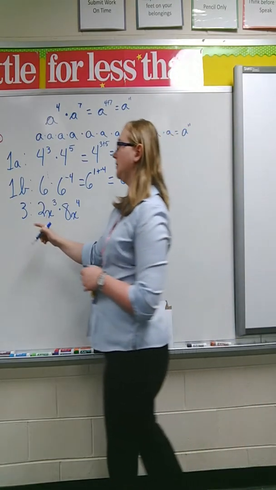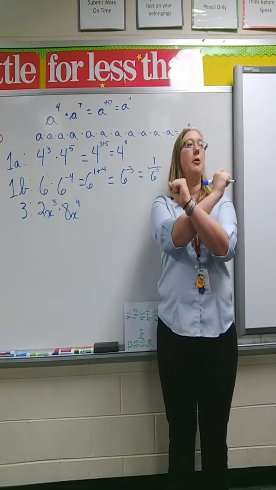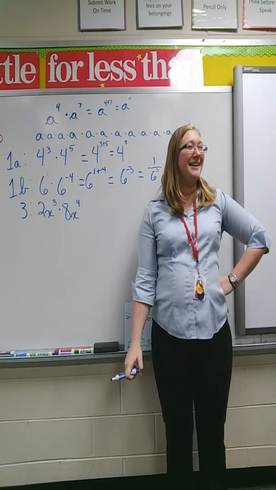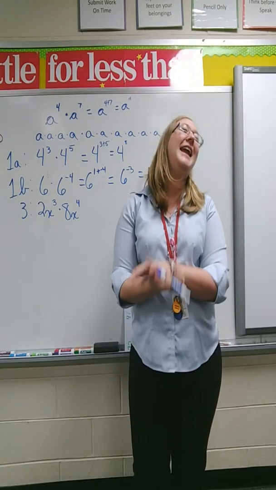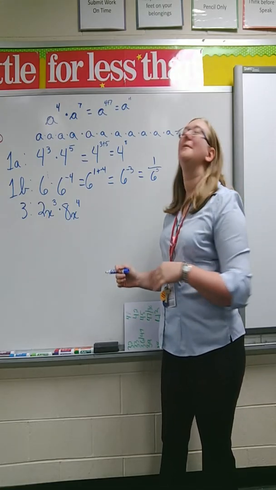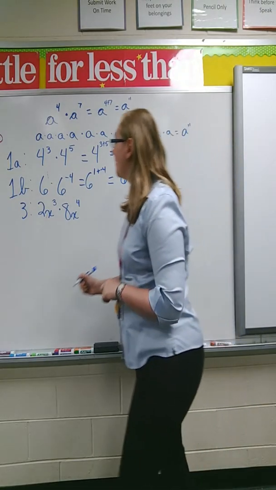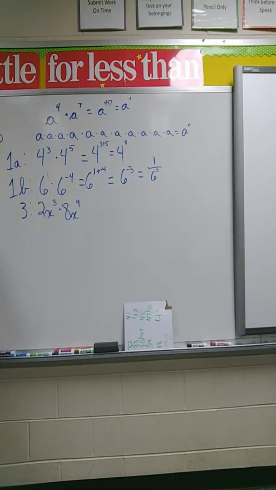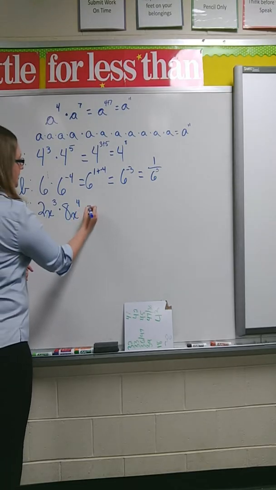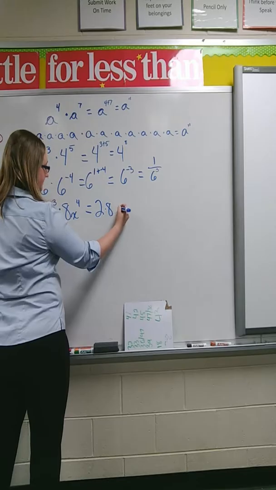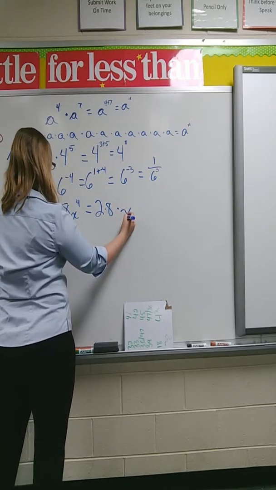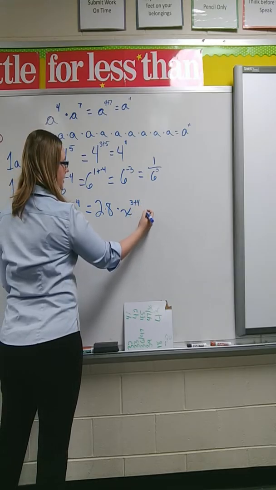What do you think we're going to do with the coefficients? Did somebody say ignore them? That would be really nice, but we can't do that, okay? We are going to multiply our coefficients. So let me make a note over here. We're multiplying the coefficients. So this means that we have 2 times 8 times x to the 3 plus 4, and that will be our answer.